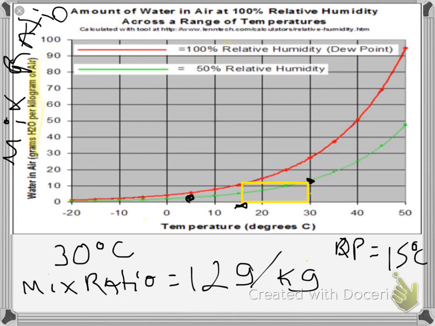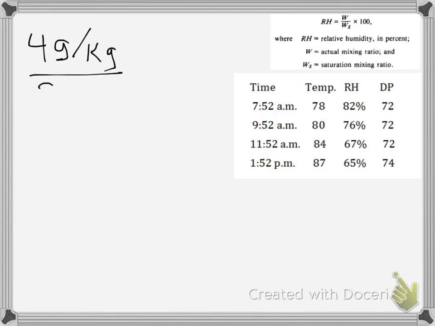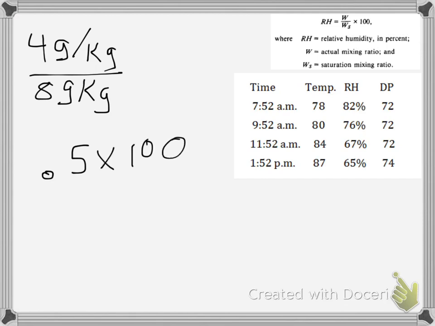We'll make it really cold, 5 degrees Celsius, and I go up and I can see that it's about 8 grams per kilogram at that temperature. So I can divide 4 grams per kilogram by the 8 grams per kilogram on the red line, and I get 0.5. I can times that by 100 because I'm using my equation here, and I'll get a relative humidity of 50% at that given information.